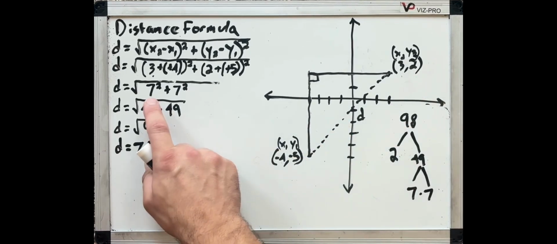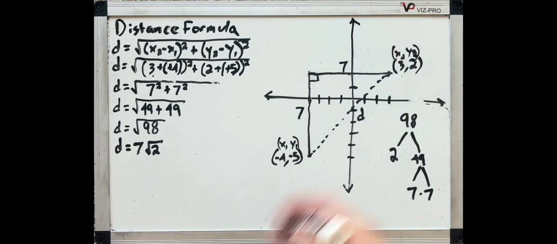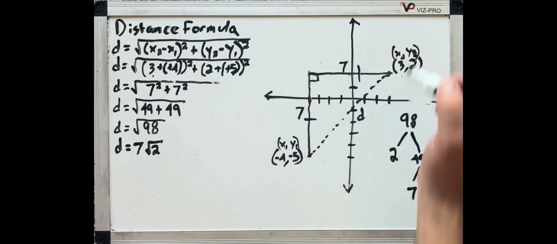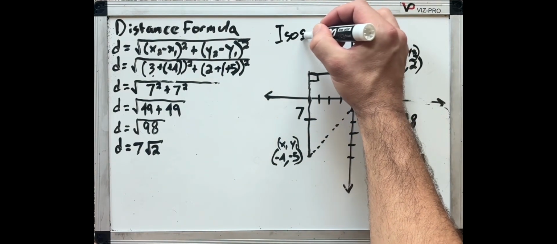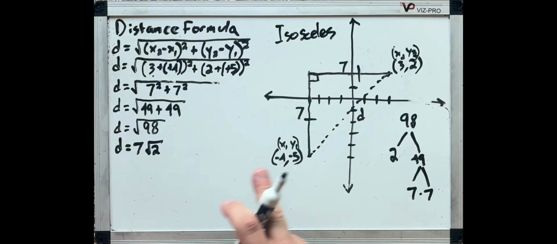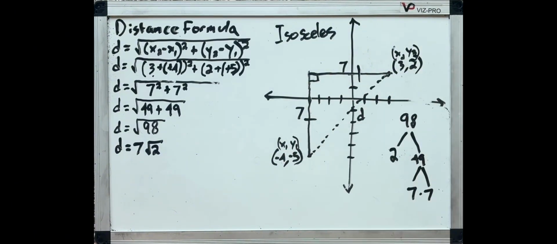But you'll notice that the difference between our x values and the difference between our y values is the same, and they're both 7. This is a length of 7, and this is a length of 7. So what type of triangle is this? It's an isosceles triangle. Isosceles triangle, right?